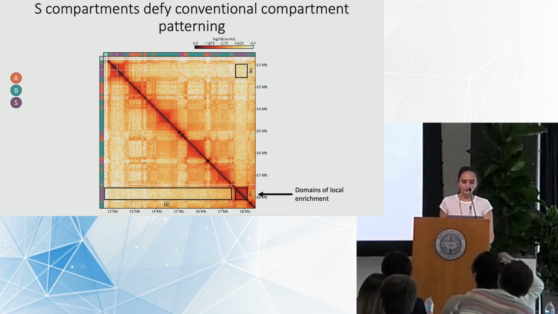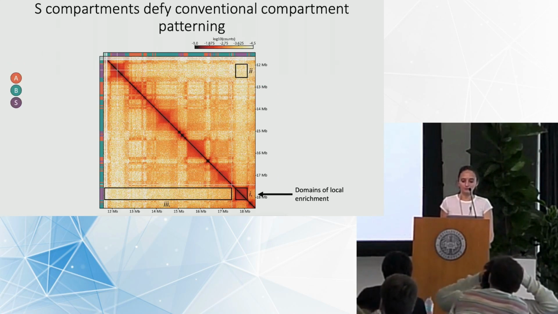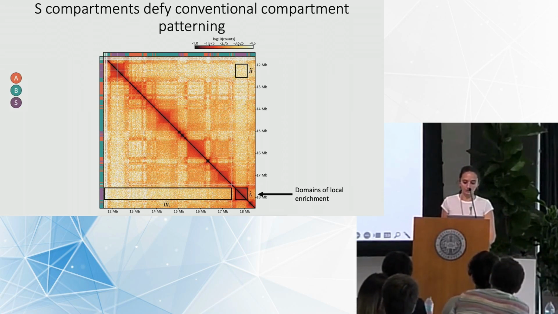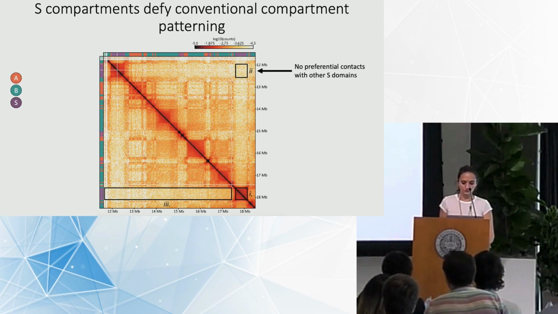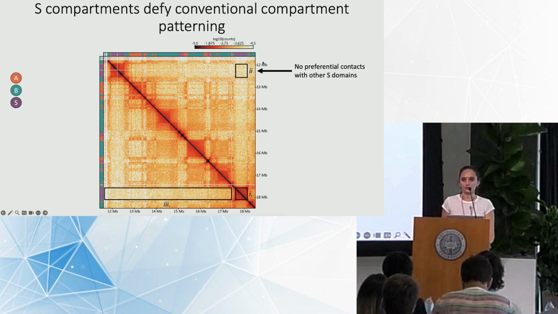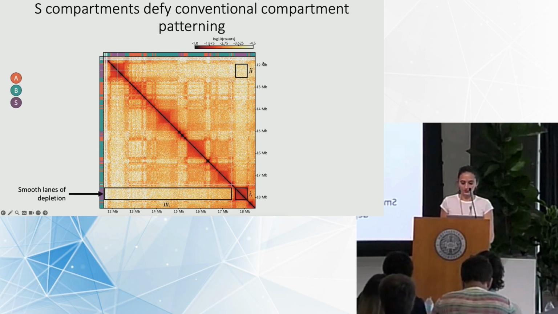So if we zoom in and identify the features that make S unique, we can start with one: on the diagonal, S domains exhibit high degrees of local contact. Two: if we look at pairs of different S domains, they show no preferential contacts with each other. And third: if we look at all of the compartment interactions for a given S domain, we see this smooth lane of depletion.